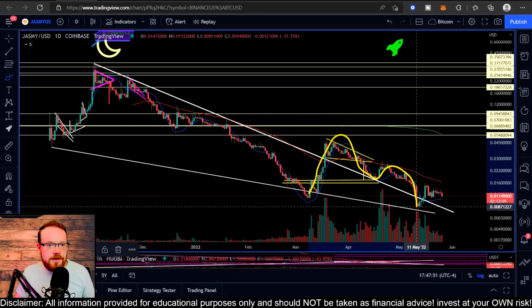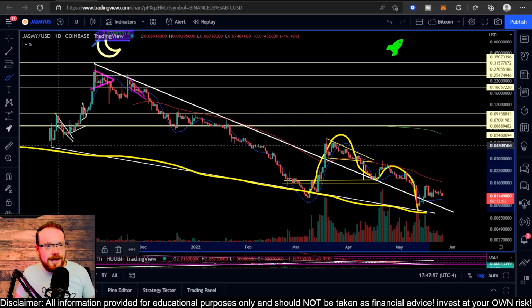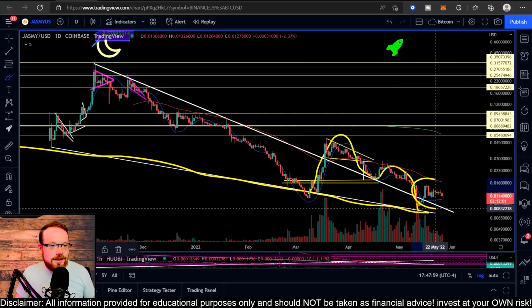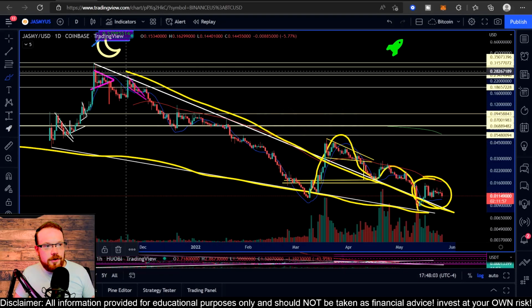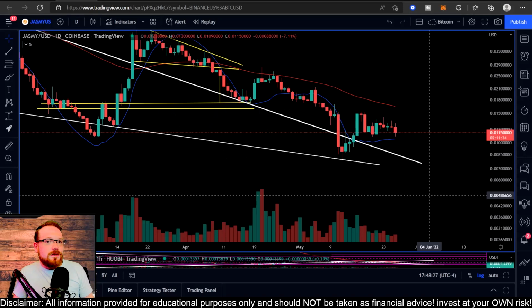So the same thing happened here with JASMYCOIN, but look at where you bounced. You bounced beautifully off of your long-term support line. Now you are technically, in the current price action, back above this long-term downtrend resistance. So to me, a lot of this seems pretty bullish in the JASMYCOIN chart.